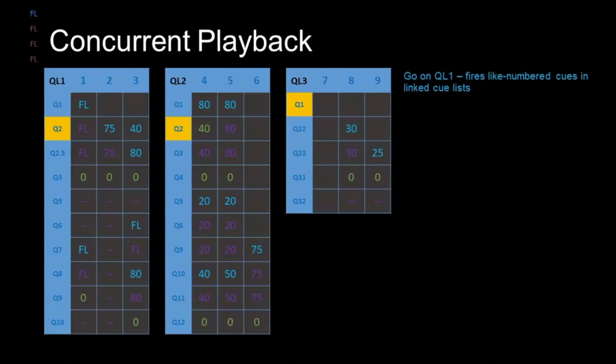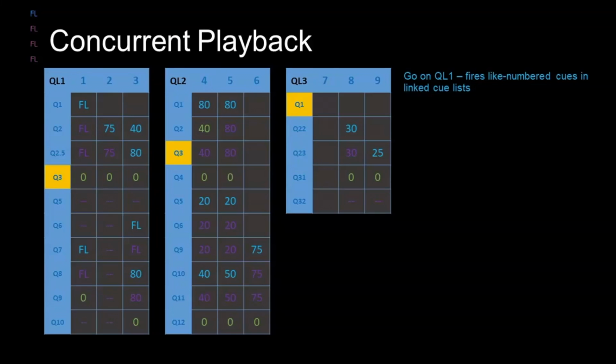If you need queue list 3 to go, you need to put a like numbered queue in there, either in the main list or elsewhere. Again, coming up here, I'm going to go on Q2.5 and just queue list 1 advances. There are no queues 2.5 in any of my other lists. Next, I'm going to go on Q3. As expected, both advance to Q3, but you'll notice now that my queue list 1 does not have a Q4.